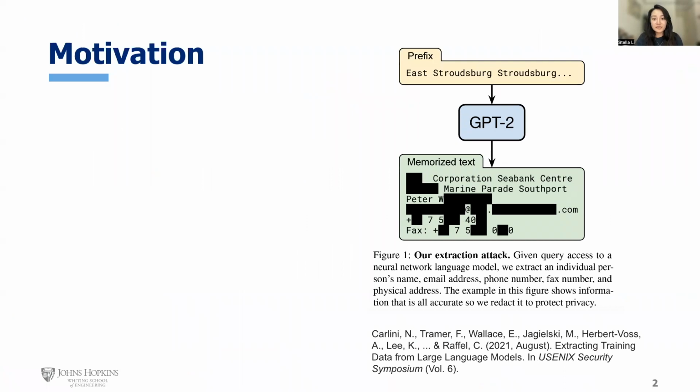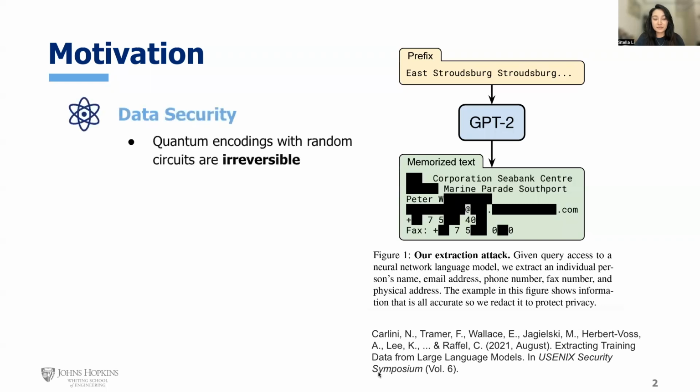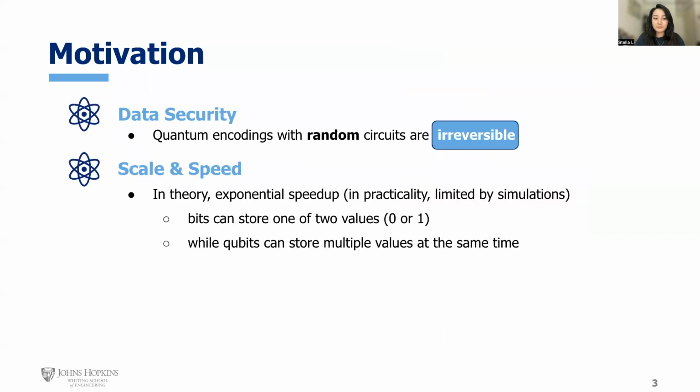With quantum encoding, random quantum circuits that are irreversible can be used to construct irreversible language models, and such models with quantum circuits would potentially provide a privacy guarantee. Secondly, quantum computing provides exponential speedup compared to its classical counterpart. This is because of the amount of information that can be stored within the qubit compared to the classical bits.